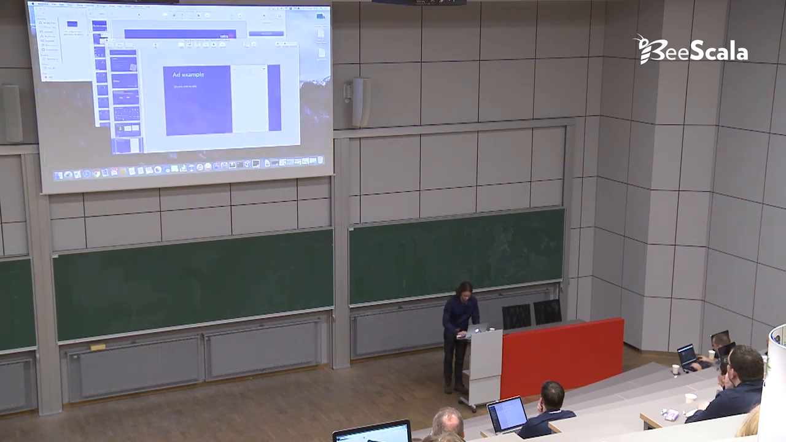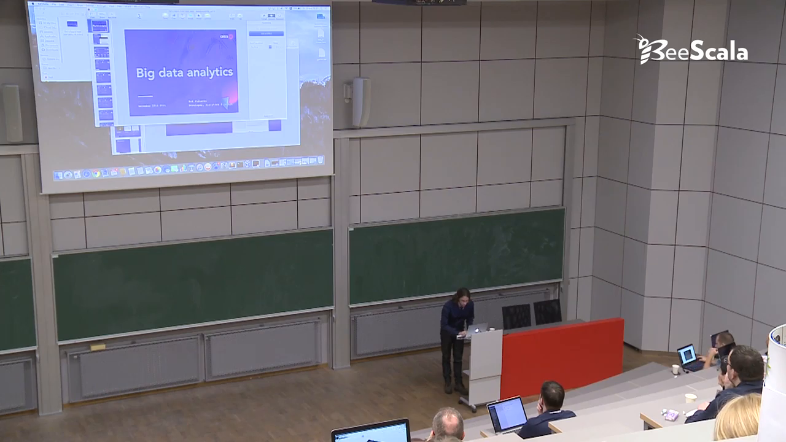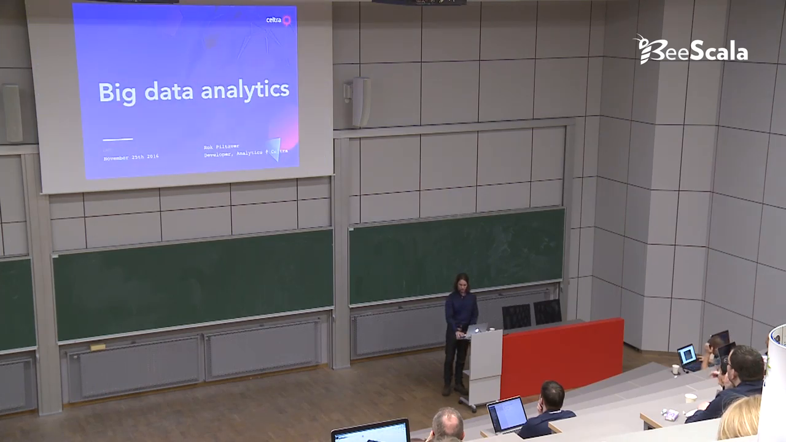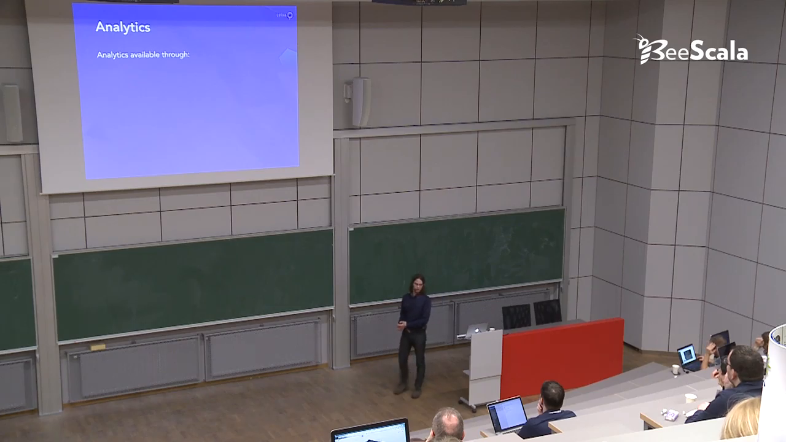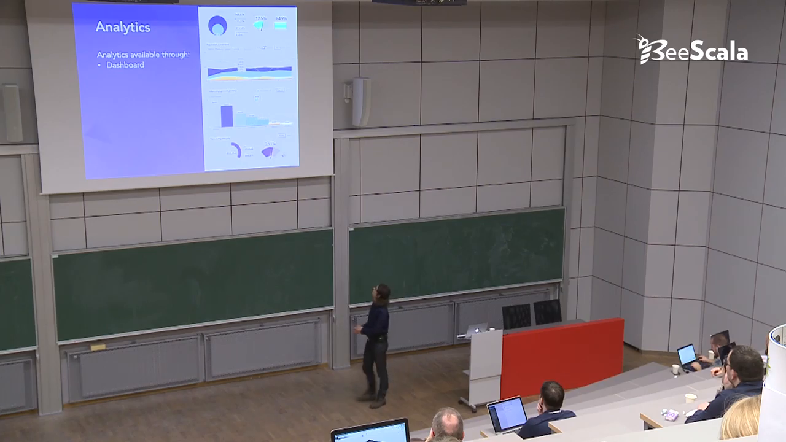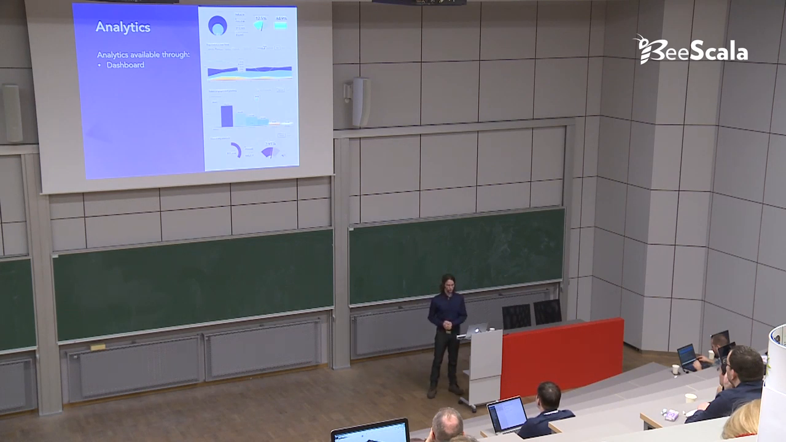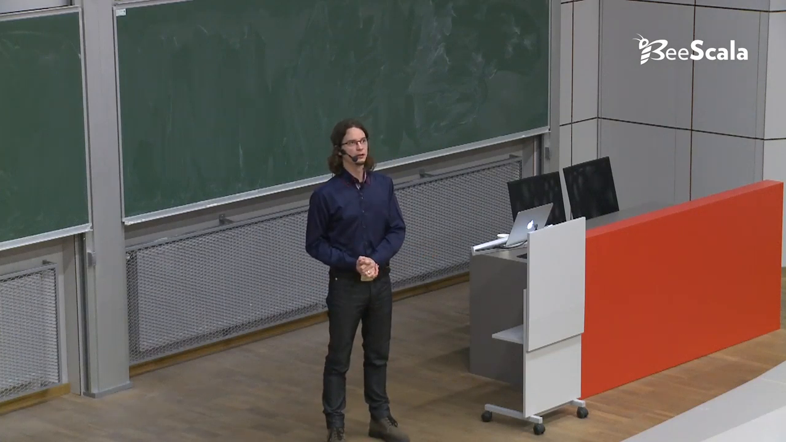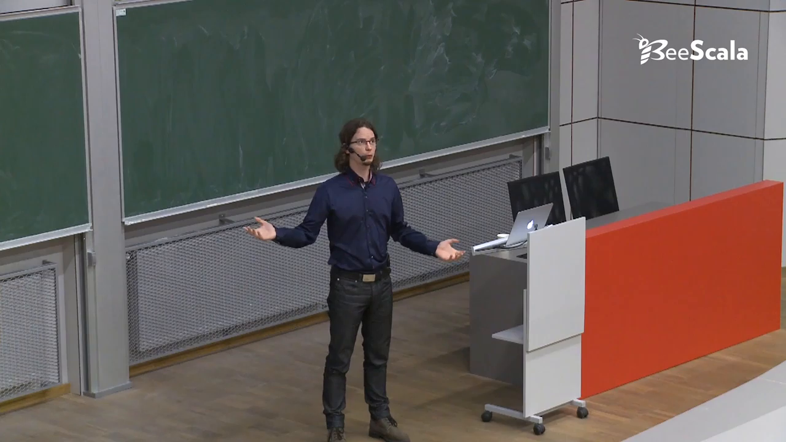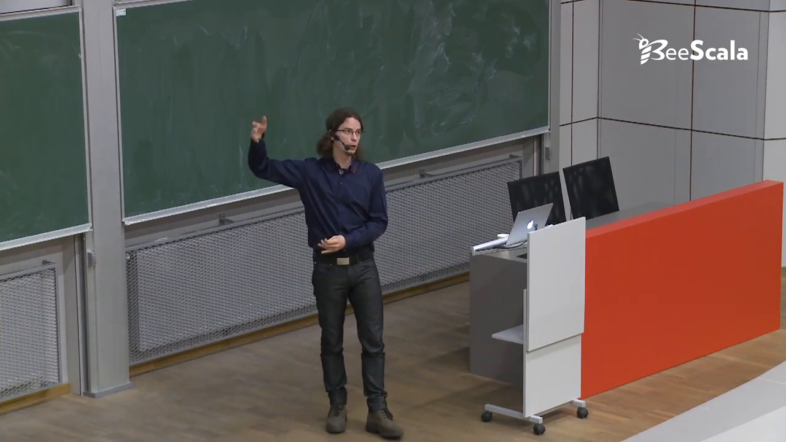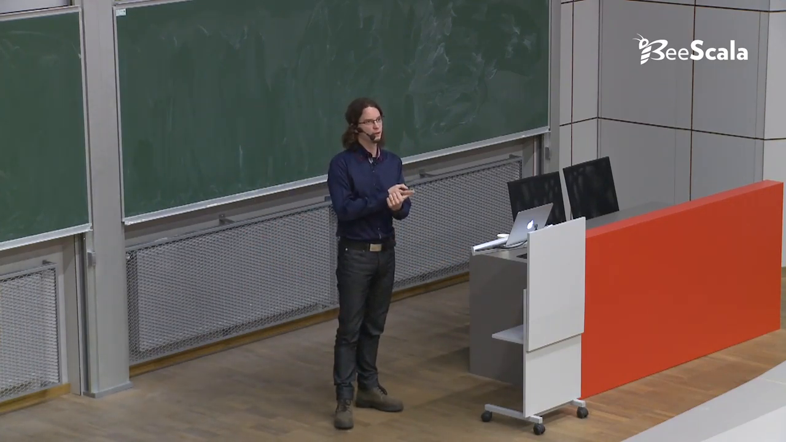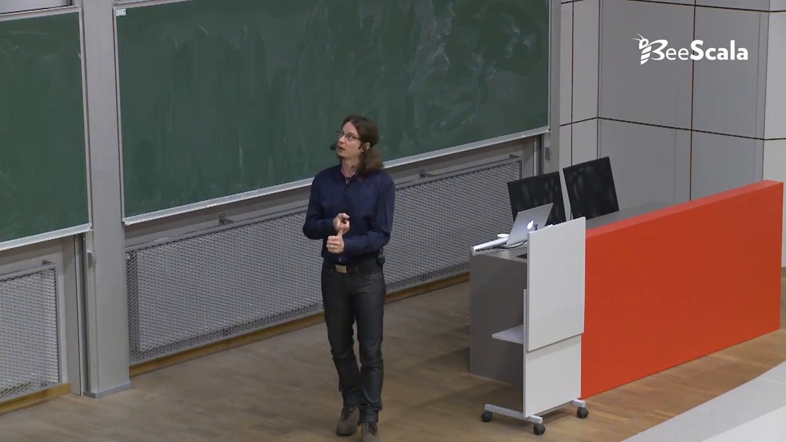Now I'll switch to the other part of the presentation, so big data analytics. What we offer as analytics department, our analytics comes in three forms. The most important things are shown on the dashboard. So at the top, these circles that you see, we show the number of served ads, we show the number of ads that were actually shown, the number of ads where video was played for 2 seconds, the number of ads where the entire video was played. And these are basically what we call metrics. So this is the first term that you'll have to remember, metrics.